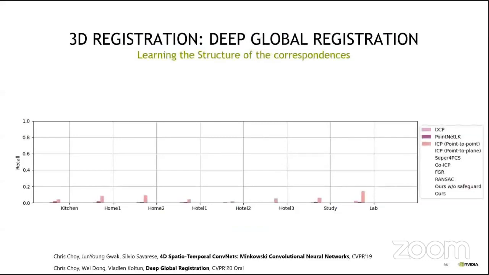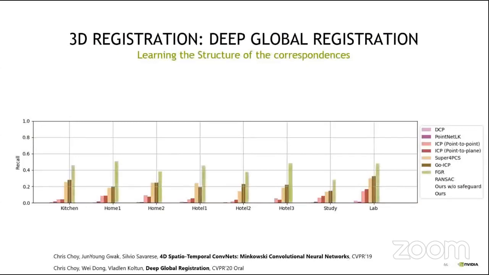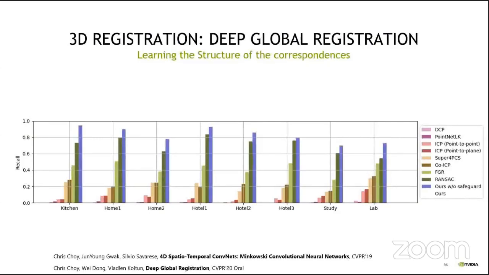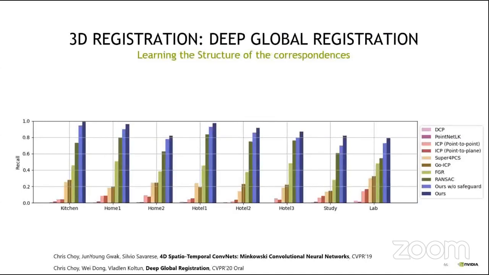First, note that the latest learning-based algorithms that require almost complete overlap fail on the 3DMatch benchmark, since many pairs have very small overlap. Next, ICP variants, including point-to-point and point-to-plane, fail to achieve more than 10% recall. Globally optimal ICP variants, including Go-ICP and Super4PCS, achieve around 20% recall. FGR and RANSAC achieve better performance but are below 75% on average. On this difficult dataset, our method achieves a significant performance improvement, and it achieves 92% registration recall.